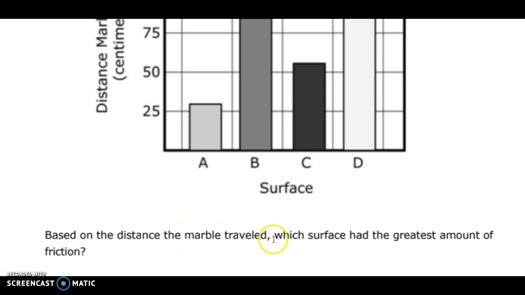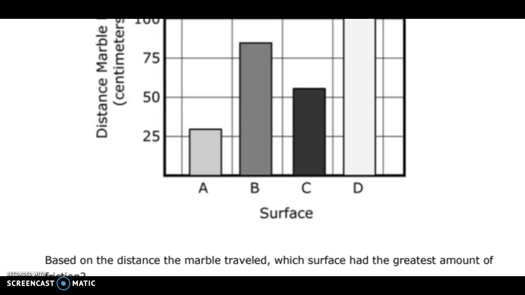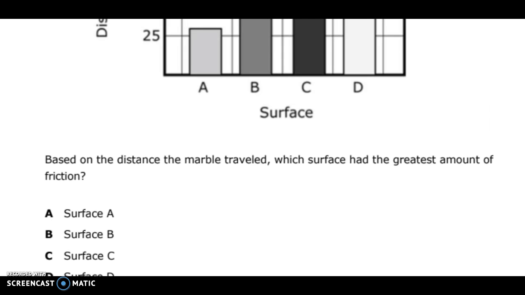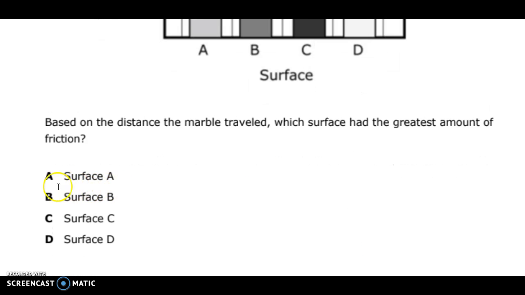Based on the distance the marble traveled, which surface had the greatest amount of friction? A, surface A. B, surface B. C, surface C. D, surface D.